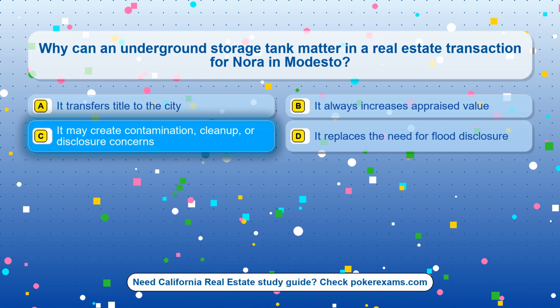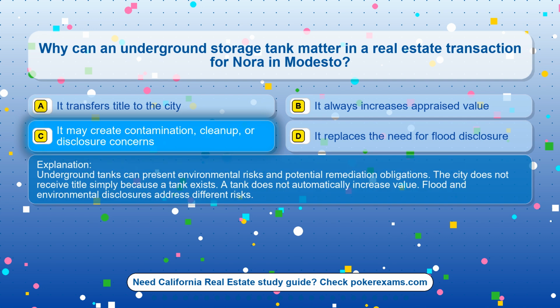The correct answer is option C. It may create contamination, cleanup, or disclosure concerns. Underground tanks can present environmental risks and potential remediation obligations. The city does not receive title simply because a tank exists. A tank does not automatically increase value. Flood and environmental disclosures address different risks.